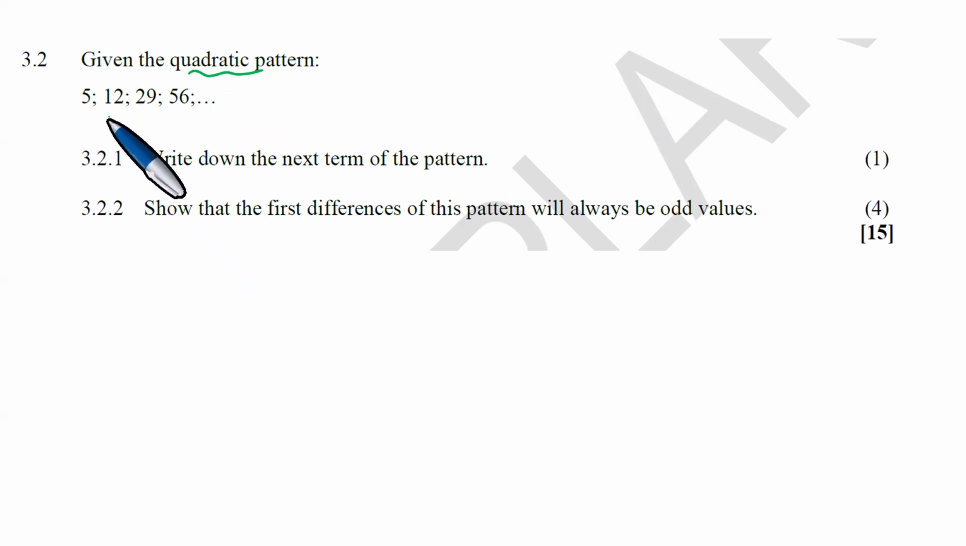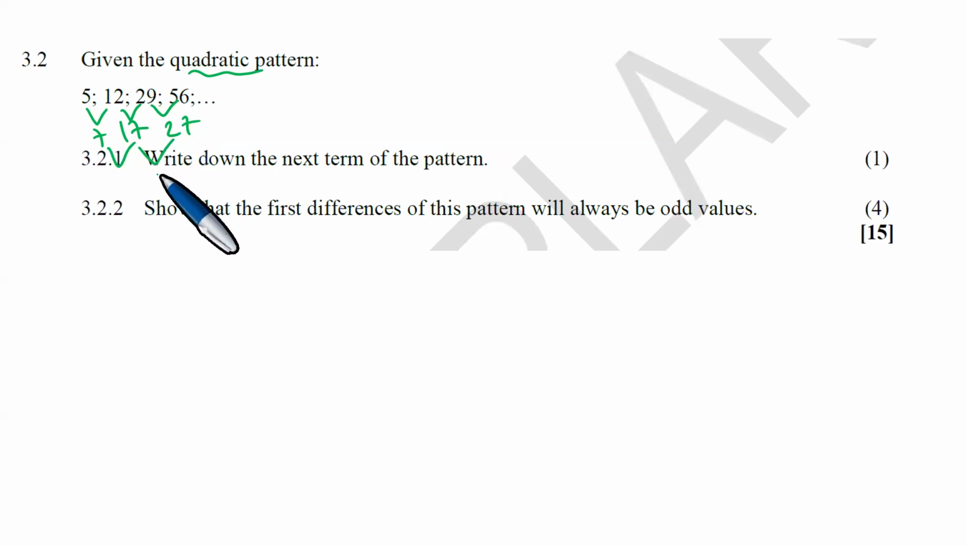So to write this one, there are a couple of things you need to take into account. You need to note that we're dealing with the differences here. If you say 12 minus 5, you get 7. 29 minus 12, you get exactly 17. And 56 minus 29, you have actually 27.